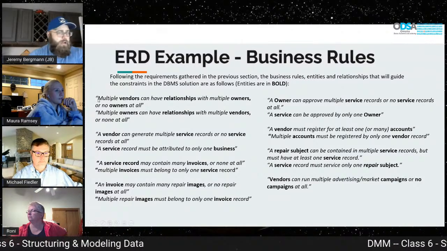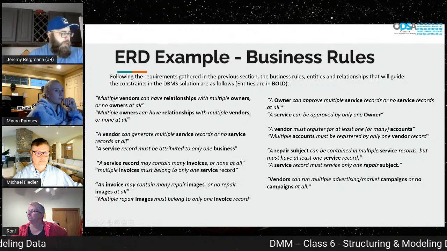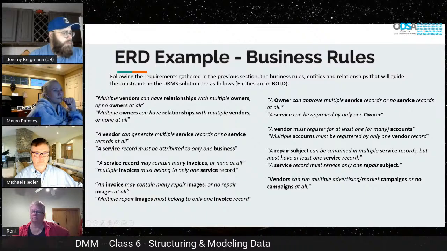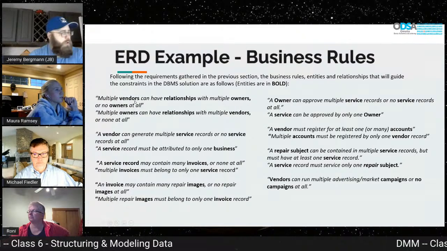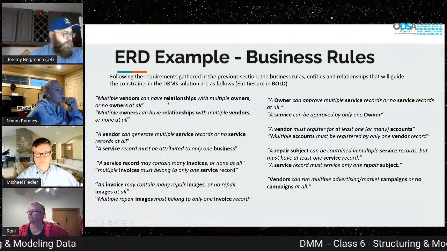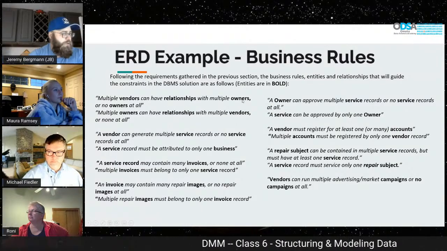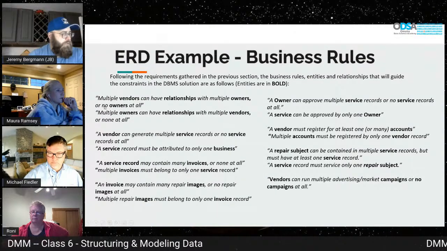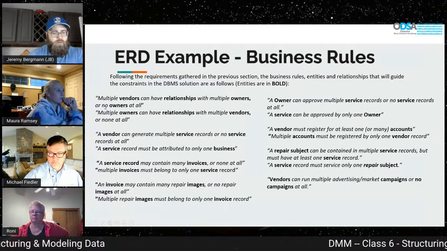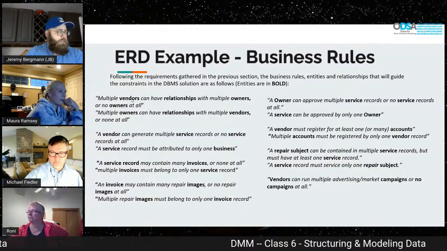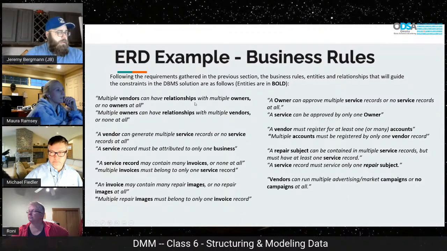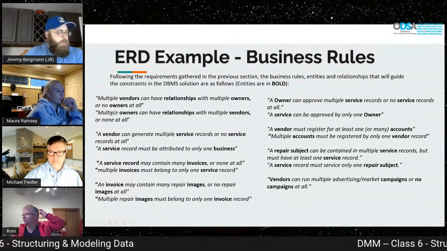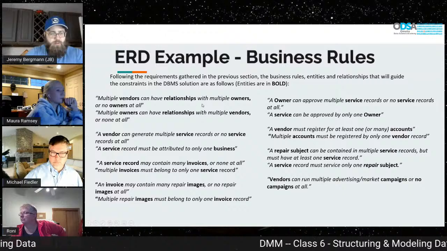So just starting to ask him questions about things in his business, like multiple vendors can have relationships with multiple owners or no owners at all. So it starts to say, okay, vendors is something we want to define, and a relationship between them and owners. And then what type of relationship? So they could have a relationship with multiple within the app or none at all. Maybe they're just a vendor who just signed up for the app and they don't have any connections to owners yet.